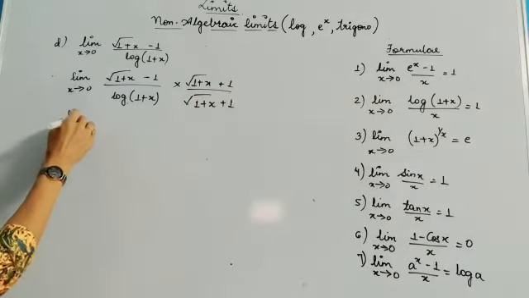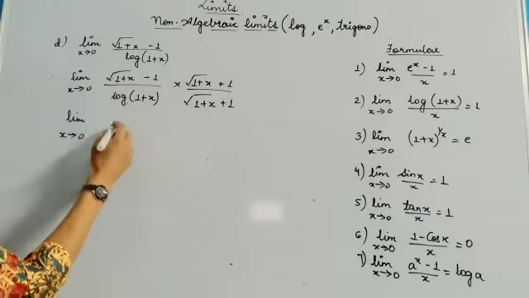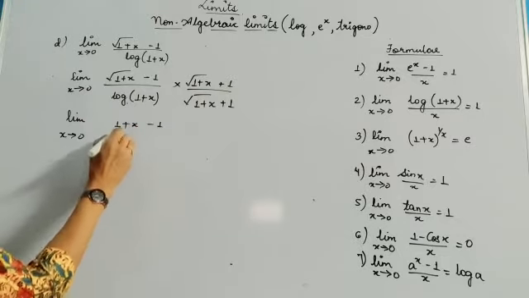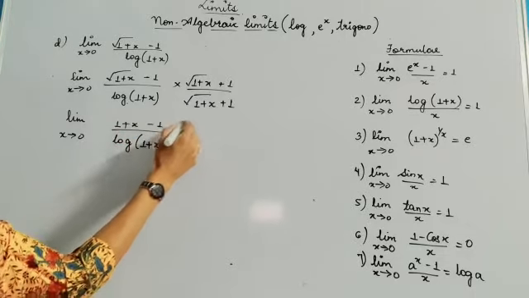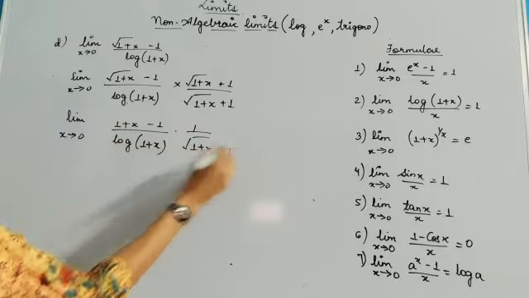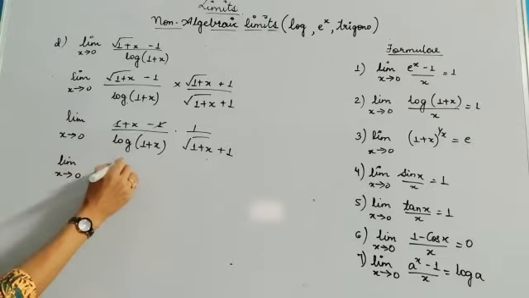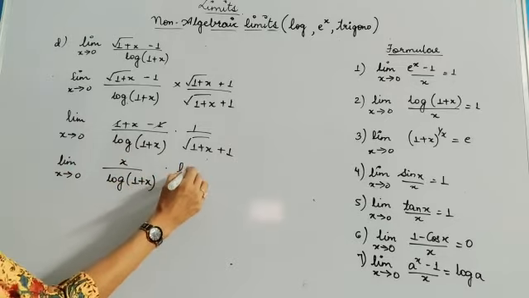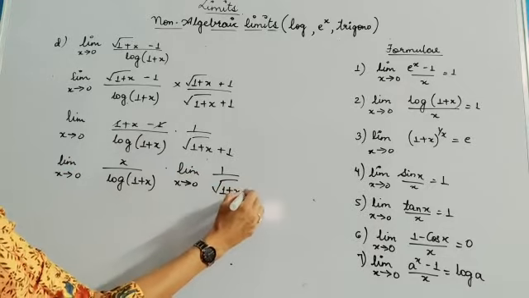Alright, I will be writing it as limit x tends to 0. Here this is a minus b and a plus b. So I will be getting it as a square, that means just 1 plus x, and b square. So I am getting it as log of 1 plus x into 1 upon under root 1 plus x plus 1. Now 1 and 1 gone. I can write it as limit x tends to 0 x upon log of 1 plus x into limit x tends to 0 1 upon under root 1 plus x plus 1.